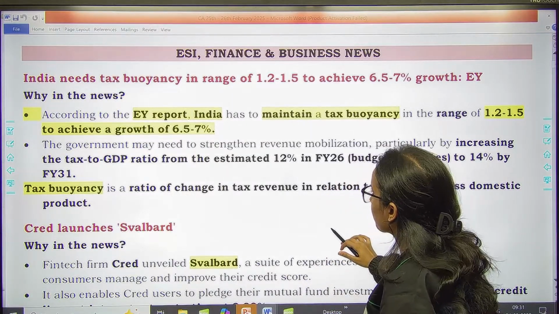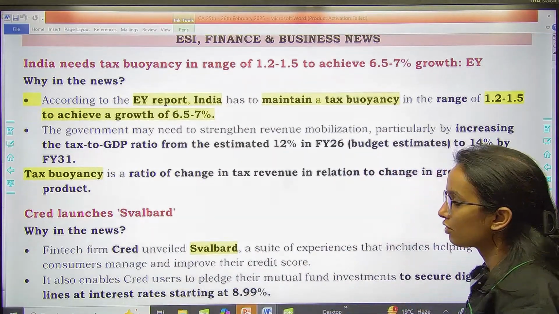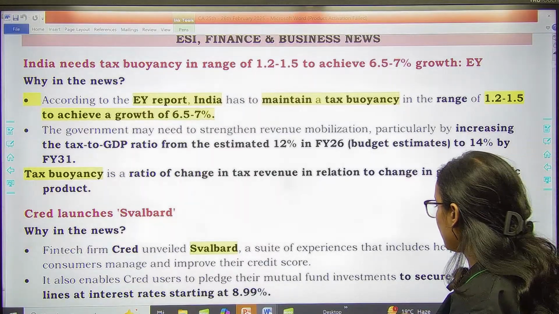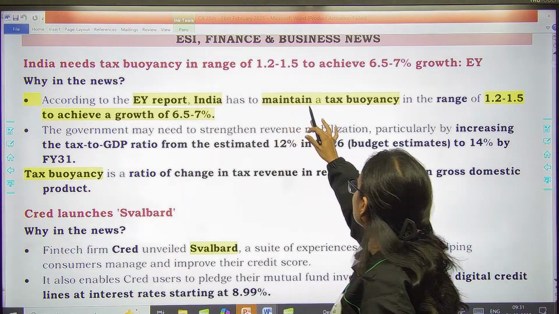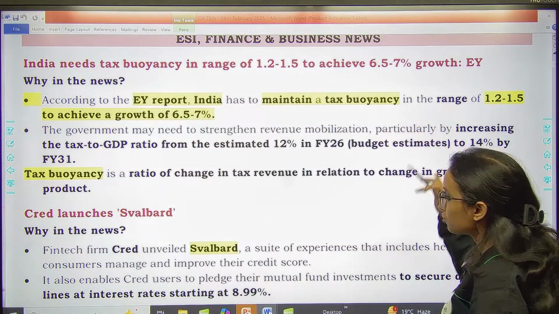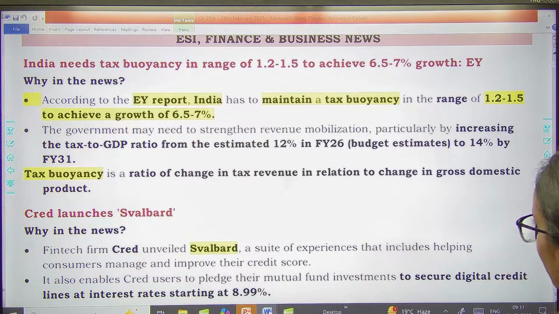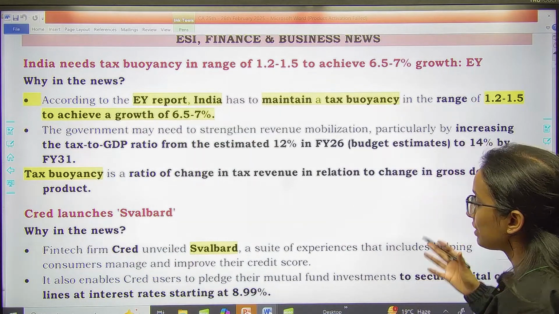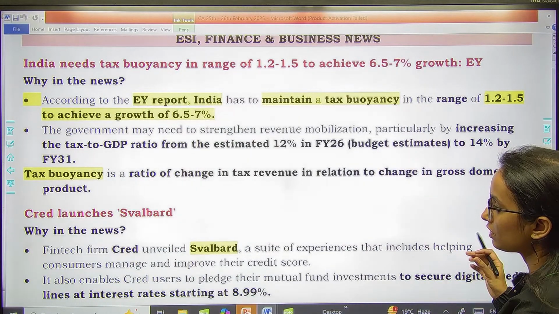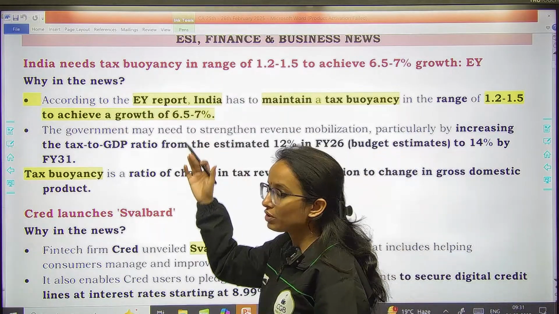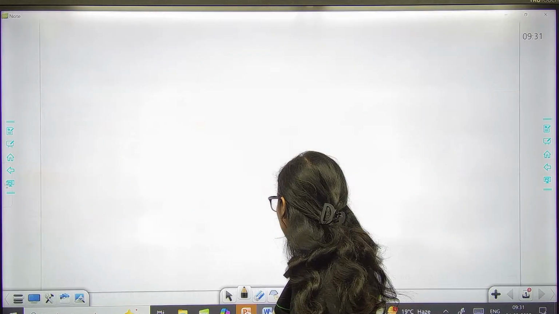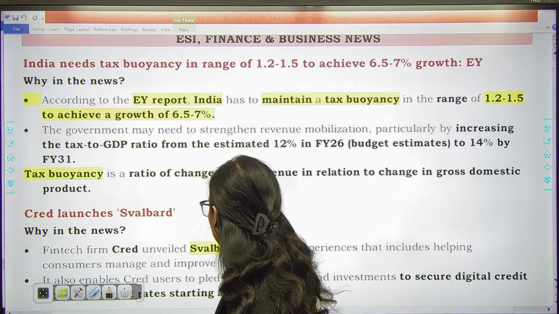So first category, ASI Finance and Business News. According to the EY report, India has maintained a tax buoyancy in the range of 1.2 to 1.5 to achieve a growth of 6. Has to maintain this tax buoyancy to achieve this range of growth rate from 6.5 to 7%. So here, the concept of tax buoyancy is important.